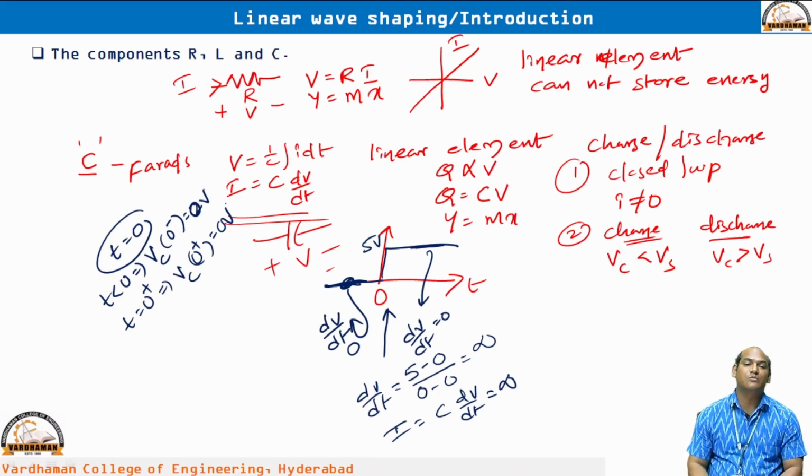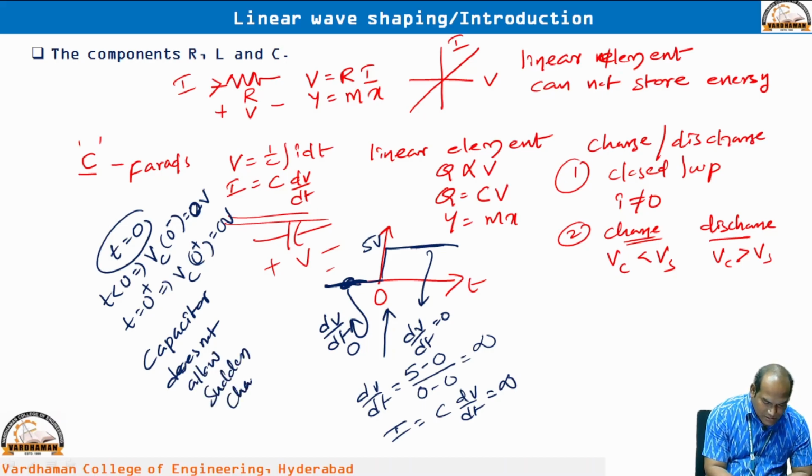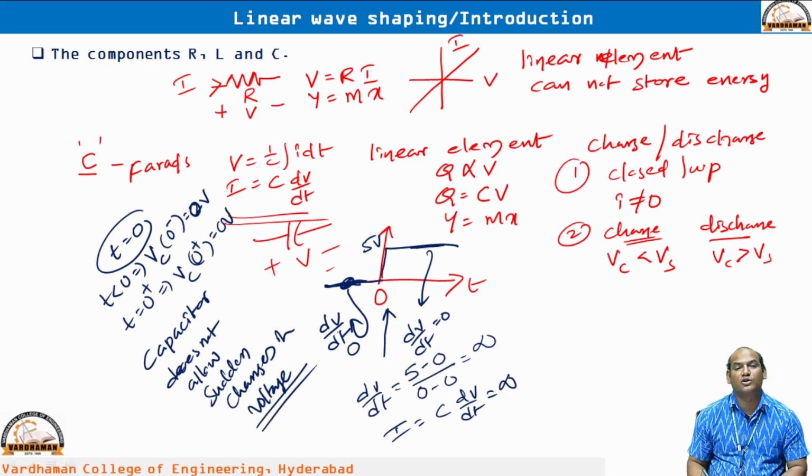With this analysis we can give the conclusion that a capacitor does not allow sudden changes in voltage. This is the key point you have to remember. To understand low pass filter or high pass filter operations also, you should know about the capacitor action. A capacitor does not allow sudden changes in voltage, but a capacitor allows sudden changes in current. So these are the important points regarding the capacitor. Thank you.